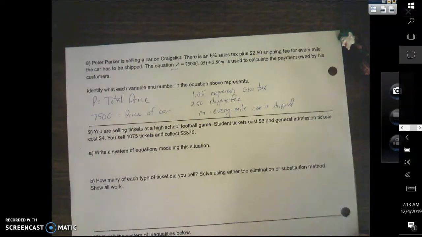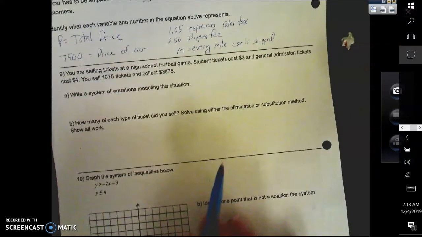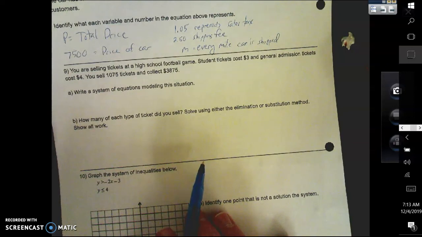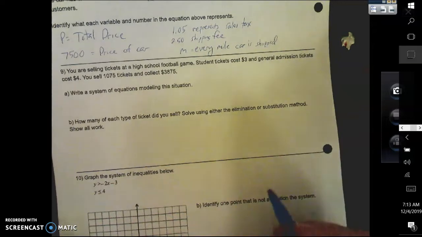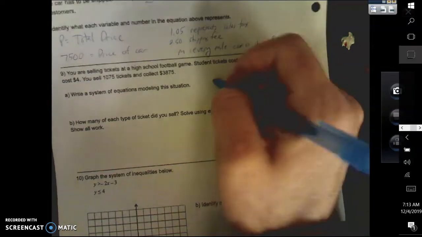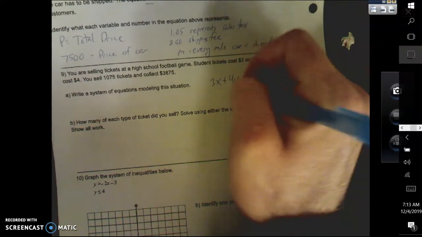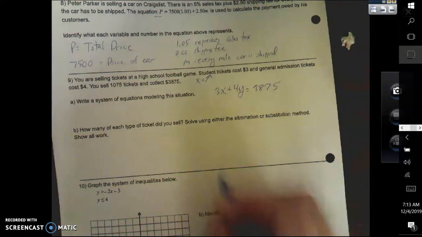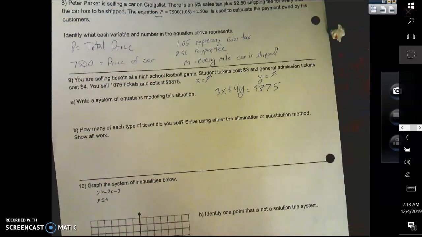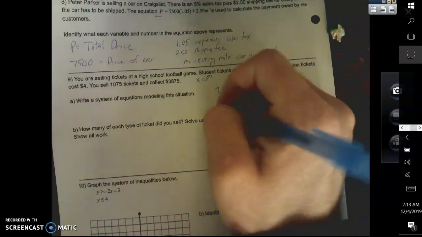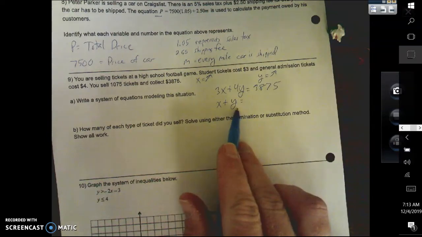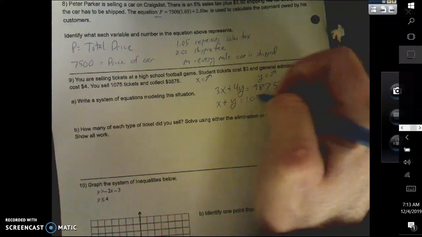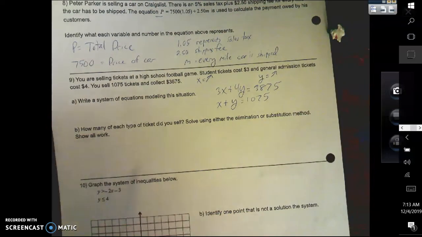All right, good stuff. You are selling tickets at a high school football game. Student tickets cost $3 and general admission tickets cost $4. You sell 1,075 tickets and collect $3,875. Write a system. Money: 3x plus 4y equals 3,875. X equals student tickets, and Y equals general admission tickets. It's good to label that. The second thing is X plus Y equals 1,075, your student tickets plus your general admission tickets add up to 1,075 total tickets. How many of each type of ticket did you sell?